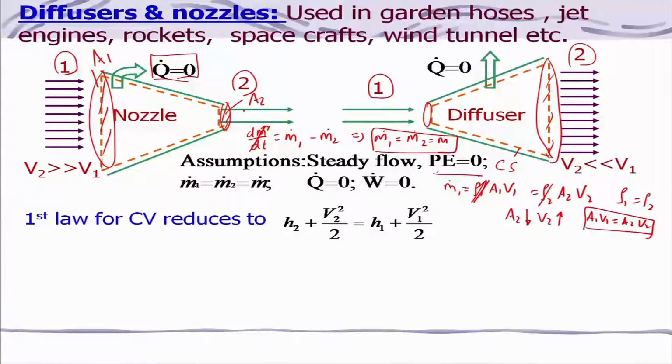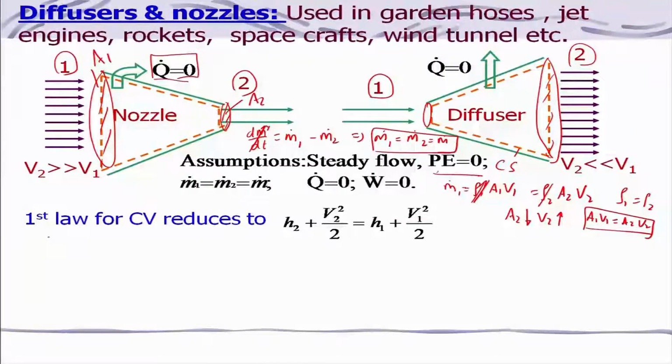be getting? We will be getting the enthalpy at station 2 plus V2 square divided by 2 is equal to H1 plus V1 square divided by 2. How are we getting this? Any idea? Right?